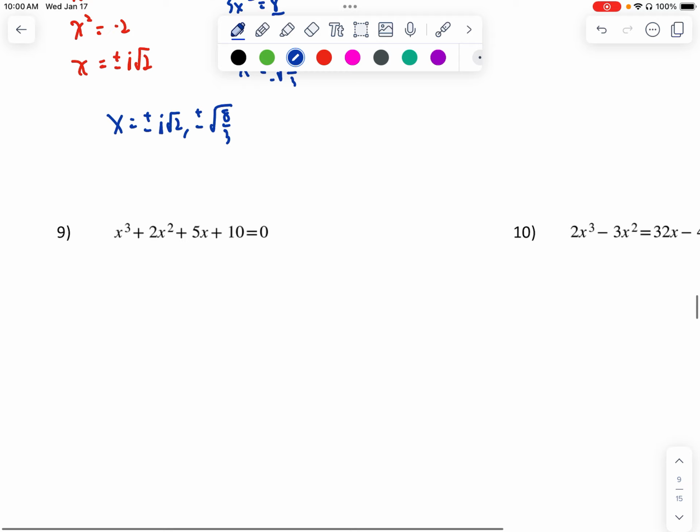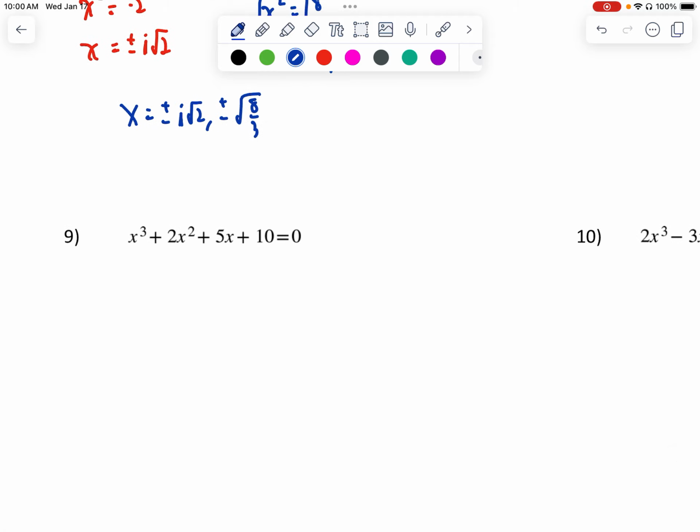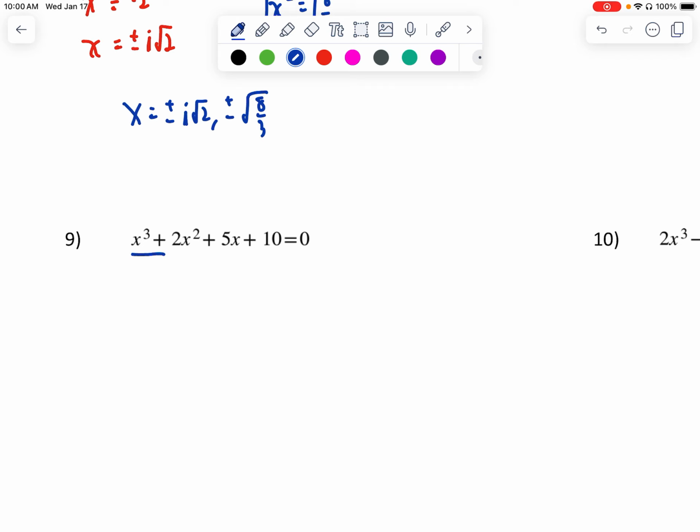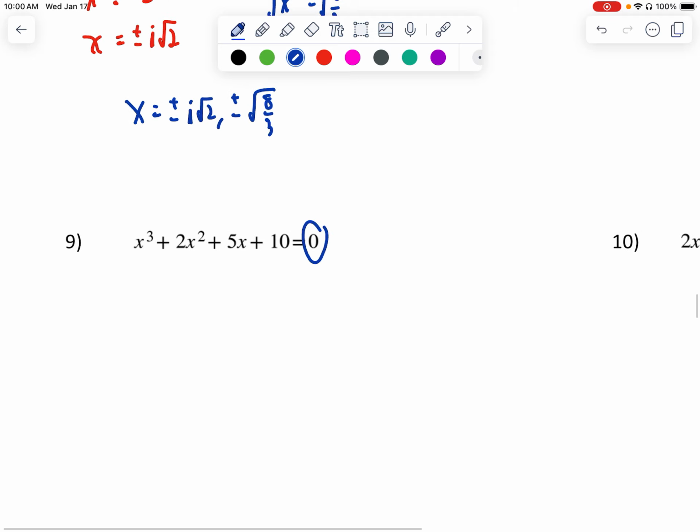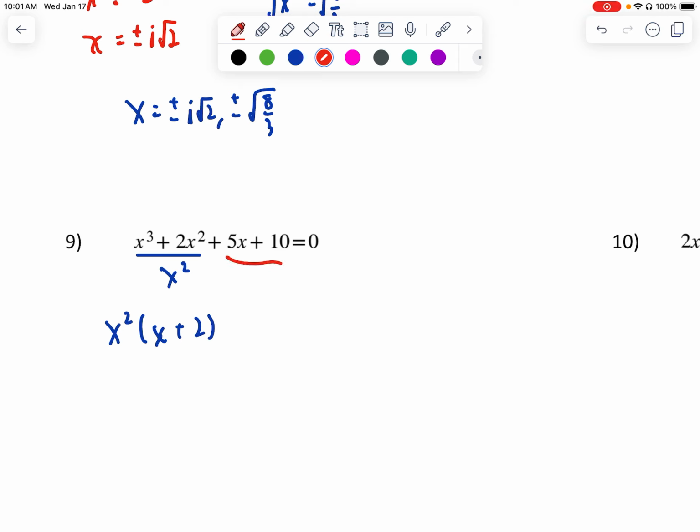Moving down to number 9 here, the last form of questions that we have, and this is when you have 4 terms to deal with. 4 terms all on the same side of the equal sign. This is all equal to 0. That's good to see. We don't have to move anything over. When I go ahead and do these two groupings, the first one I get here, x cubed plus 2x squared, my greatest common factor is x to the power of 2. So x squared times x plus 2. My second group here, 5x plus 10, my greatest common factor is going to be a 5. And then again, I've got this x plus 2.